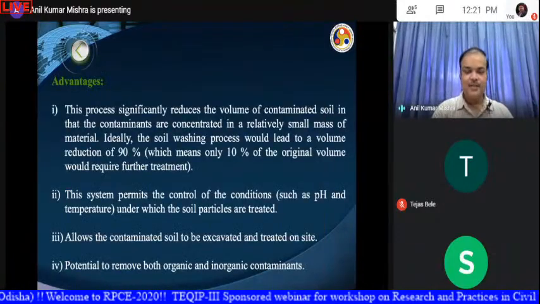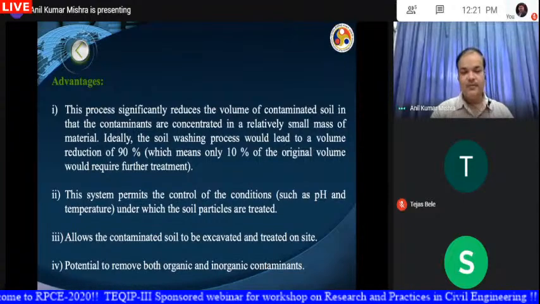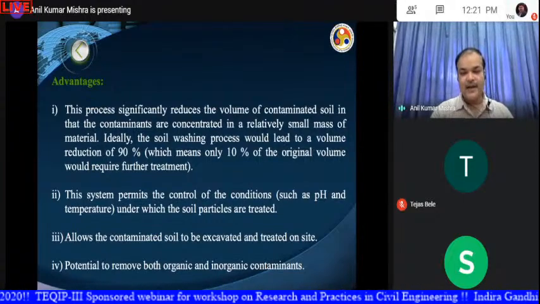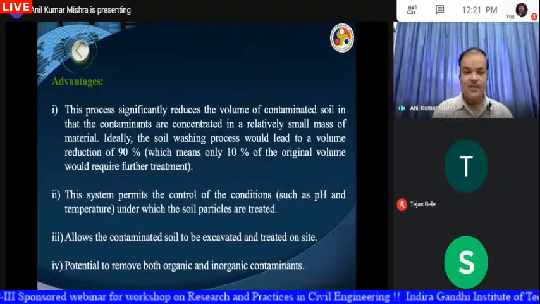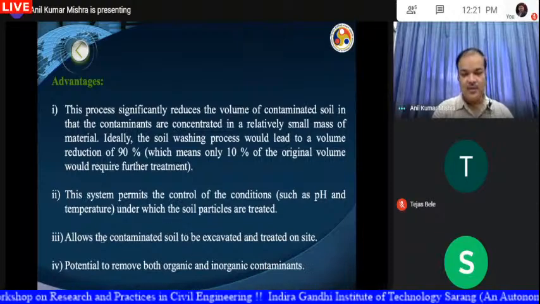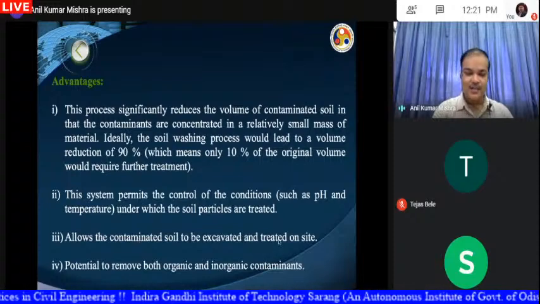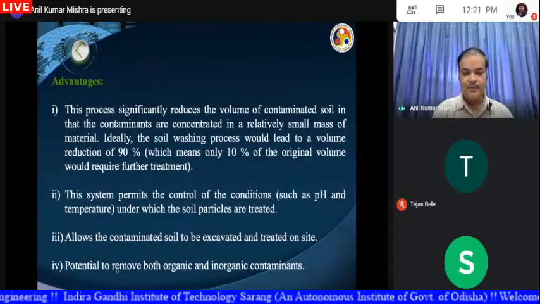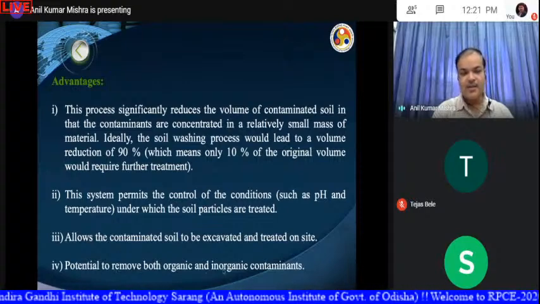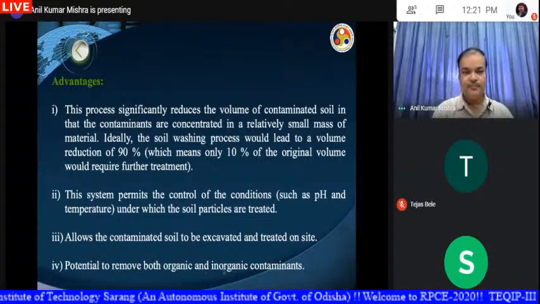So the advantage of this method is it can reduce the volume of the soil by up to 90%. So that means the cost also gets reduced. And also this allows the contaminated soil to be excavated and treated on site itself. And also it can remove the organic as well as inorganic contaminants.